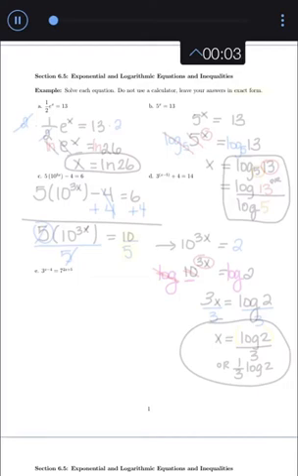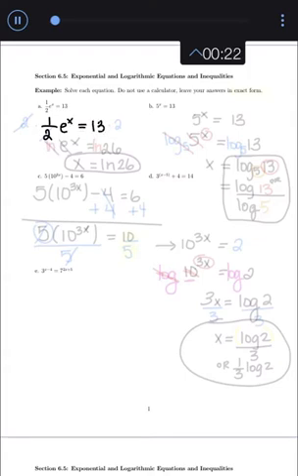6.5, we're going to look at solving equations that have exponentials and then solving equations that have logarithms. So let's take a look. Let's look at A first. We've got 1/2 e to the x equals 13.